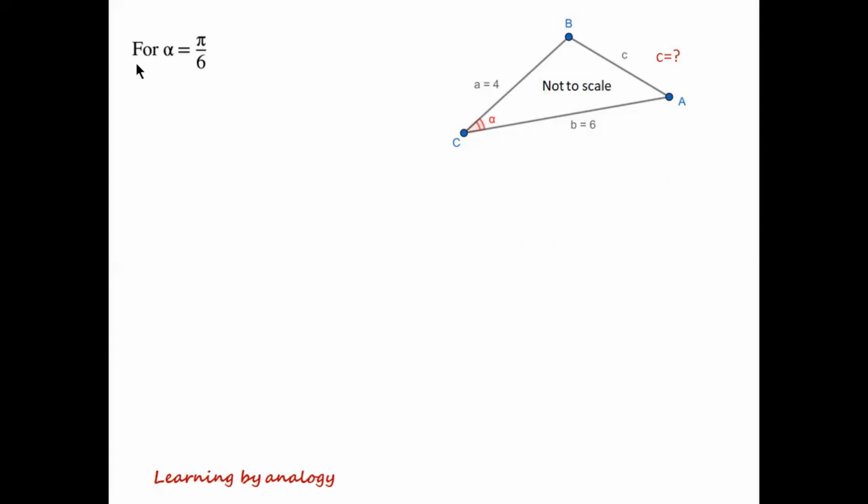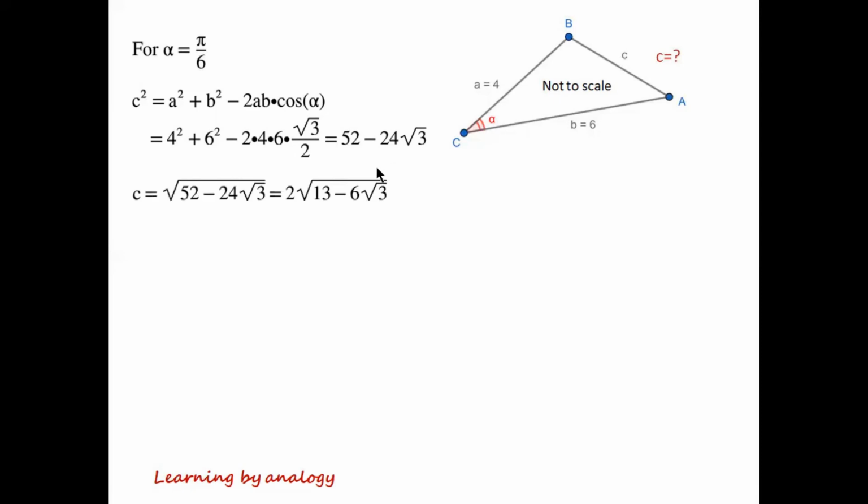For α = π/6, c² = a² + b² − 2ab cos α = 4² + 6² − 2 × 4 × 6 × √3/2 = 52 − 24√3. So c equals the root of 52 − 24√3, which simplifies to 2√13 − 6√3.